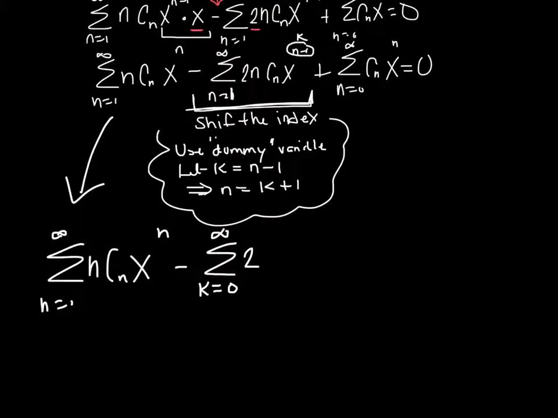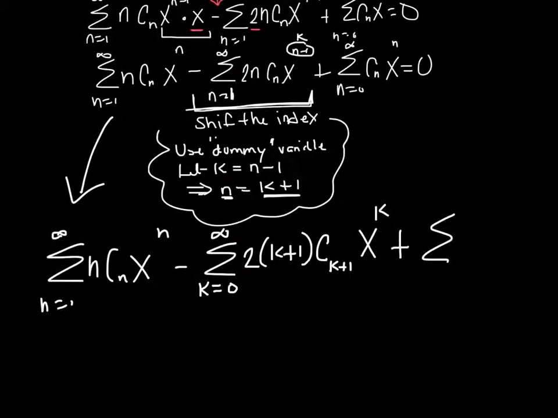So 2 times n, but what is n? For my substitution, n is k plus 1. So it's k plus 1 times c sub n, and again n is k plus 1, times x to the, well, we have n minus 1, but in this case we call that k. Again, k is a dummy variable, which means it's just a placeholder variable. Let me rewrite that again. So k. Okay, that's it for that part, and then I'm going to rewrite my last summand, which I have not changed.